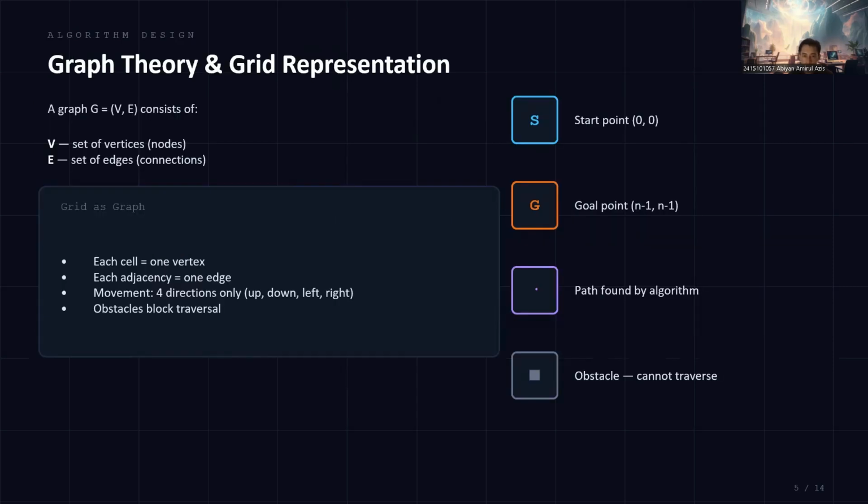Before discussing the algorithm, we need to understand how a grid can be represented as a graph. In graph theory, a graph consists of vertices and edges. Consider each cell a vertex, while connections between neighboring cells are represented as edges. Movement is only in four directions: up, down, left, and right. Obstacles block movement and cannot be traversed. The goal is to find a path from the start node to the goal node.